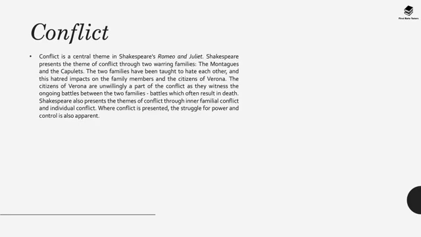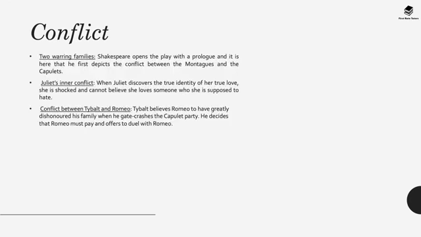The next theme is conflict, and so conflict plays a really important theme in this play. Shakespeare presents it through the two warring families, the Montagues and Capulets, and this obviously forms the backdrop of this play. These families have been taught to hate each other, and this hatred impacts on the family members as well as the citizens of Verona. The citizens are unwillingly a part of this conflict as they witness the ongoing battles between the two families, battles which often result in death. And Shakespeare presents the theme of conflict through inner familial conflict and individual conflict. Where conflict is presented, the struggle for power and control is apparent.